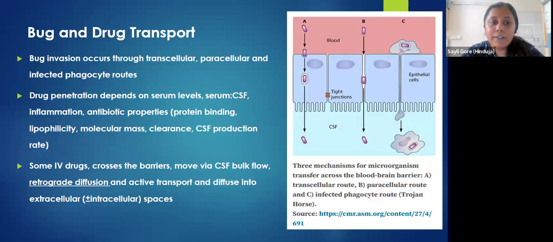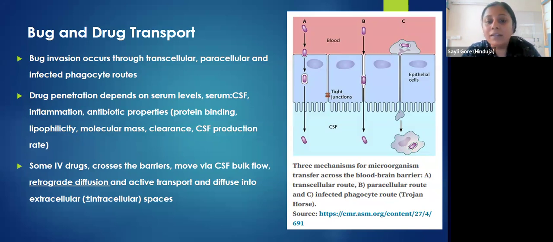So how is a bug and a drug transported into the CSF? It's very simple. Bug invasion occurs through the transcellular, paracellular and infected phagocytic routes. But drug penetration depends on the serum. It occurs by four mechanisms. Suppose the drug is given IV, it will cross the barriers. It will move via the CSF bulk flow. Three mechanisms: CSF bulk flow, retrograde diffusion, that is the passive diffusion, and active transport.